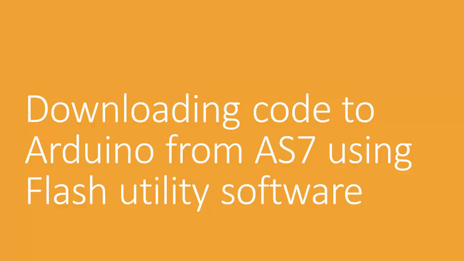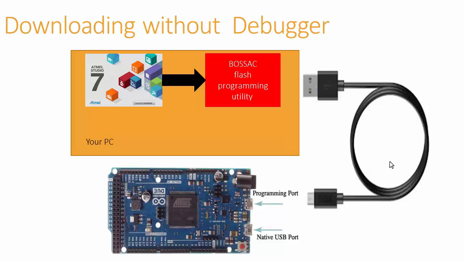There are two ways you can flash the code to the board, which is based on Atmel. Either you can use an external debugger, or there is another method, that is downloading without a debugger. So in this lecture, let's explore downloading without a debugger. All you need is the Atmel Studio software, which we have already installed, and a board which is connected to your PC through the programming port.